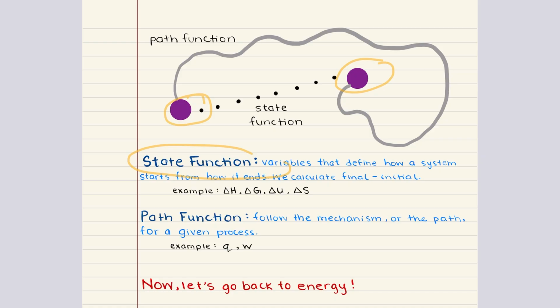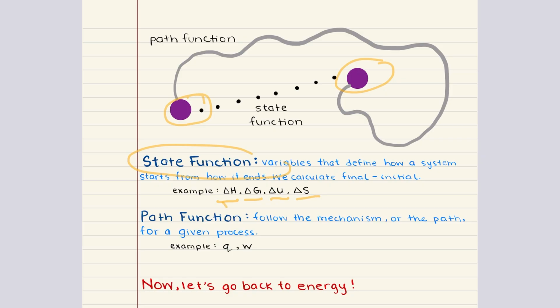So think of it like elevation. If you hike from the base camp to the top of a mountain, the change in elevation is the same whether you take the steep trail or the winding one. In thermodynamics, common state functions include enthalpy, Gibbs free energy, internal energy, and entropy. For these state functions, we calculate them as final minus initial.